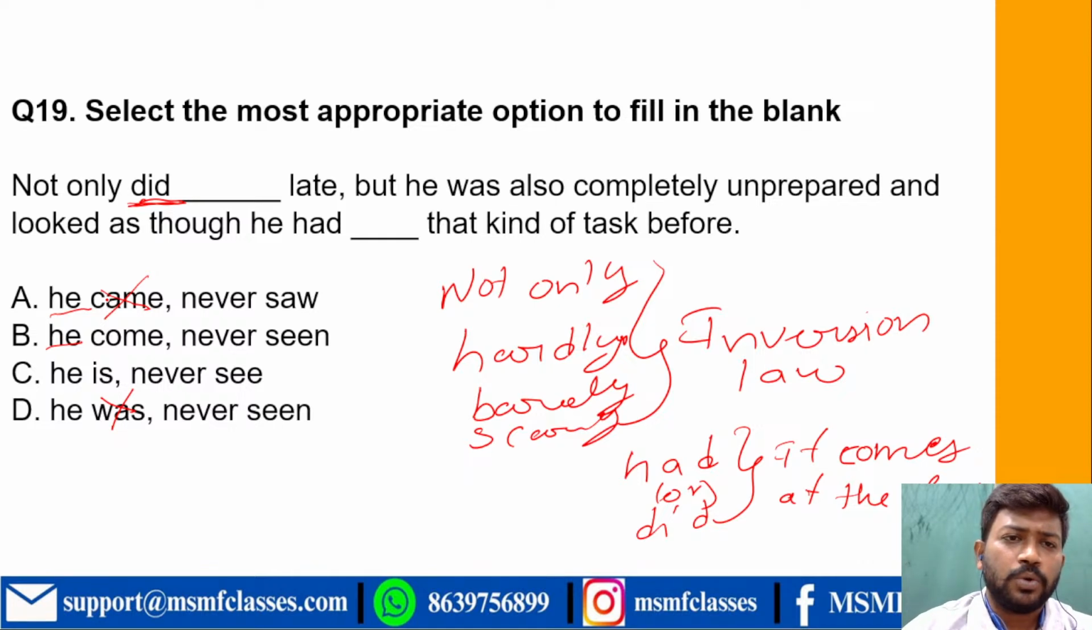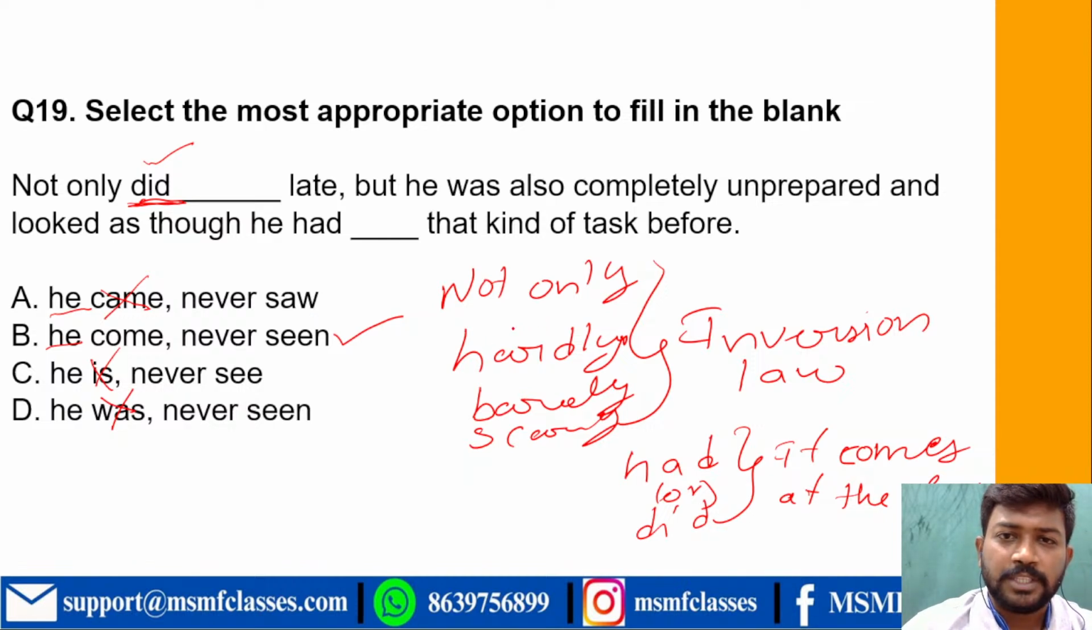Now, not only did he is, did is already a helping verb. Now again is also becomes a helping verb. So we cannot use two helping verbs in a single sentence. So take out this also. So now you can directly choose this option. Not only did he come late, but he was also completely unprepared and though looked as tough, he had never done that kind of task before. So option B becomes the answer. Good. Gautam has given option B as the answer.